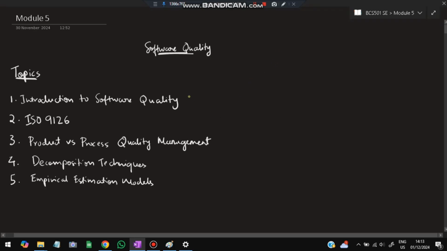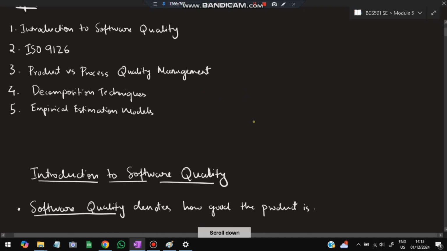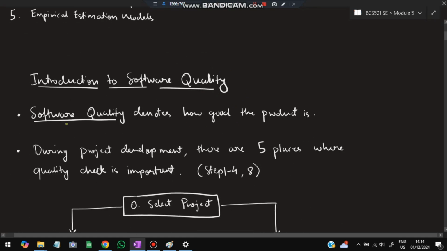The first one is introduction to software quality. Okay, so what do you mean by quality? Quality means how well the project is, right? Software quality denotes how good the product is. Okay, and during the project development there are five places where the quality check is important.